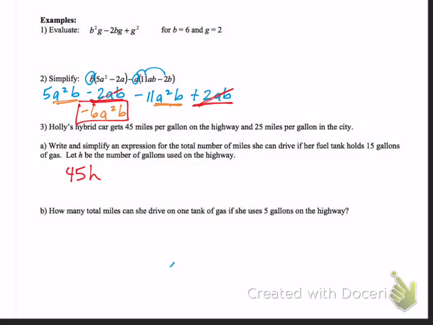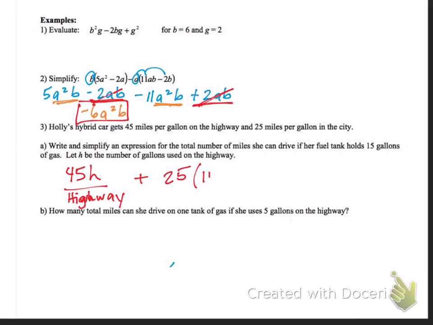I have 10 gallons left. How would I figure out how many miles I drove if I have 10 gallons left? Multiply by what number? Not 45, because that was on the highway. So this is highway, plus then I have how many miles per gallon in the city? 25. And you told me that I have 10 left. But how could I represent that number 10? 15 minus H. Thank you.